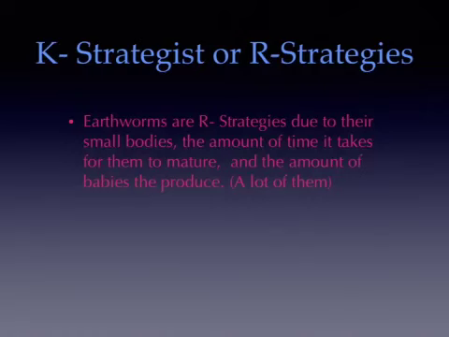K strategist or R strategist. Earthworms are R strategists due to their small bodies, the amount of time it takes for them to mature, and the amount of babies that they produce.